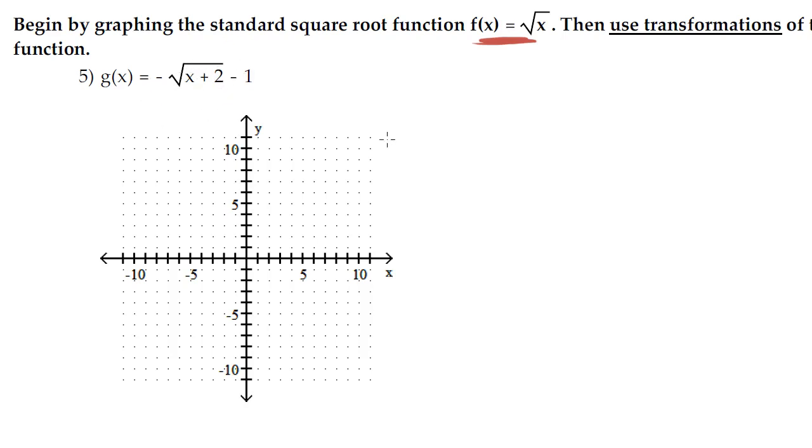2 minus 1. So if I'm graphing the square root of x first, I'll just substitute some values in. If x is 0, the square root of 0 is 0. So 0, 0 is 1 point. If x is 1, the square root of 1 is 1, so 1, 1 is another point. I'll use x values that are perfect squares. So if x is 4, y is 2, square root of 4 is 2.